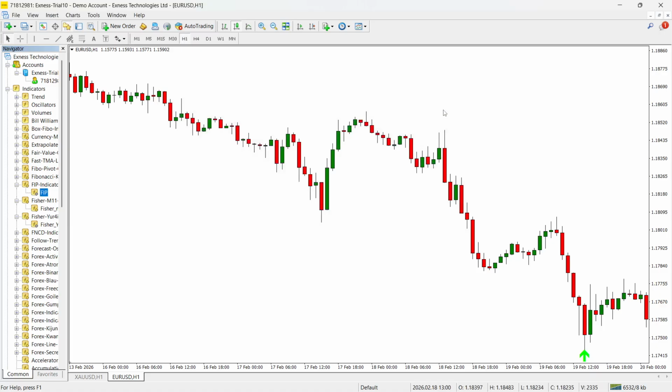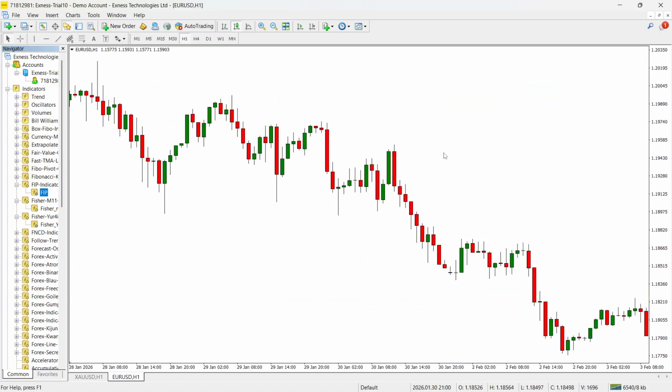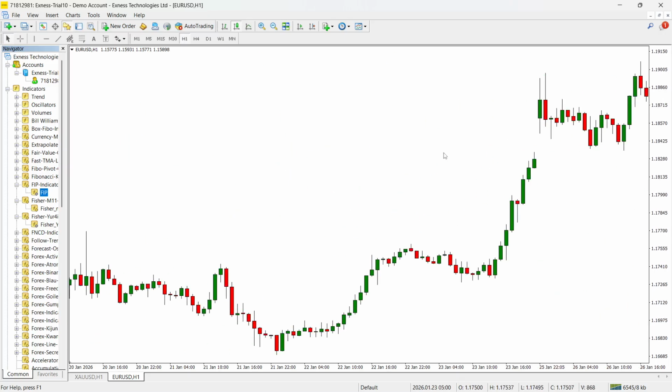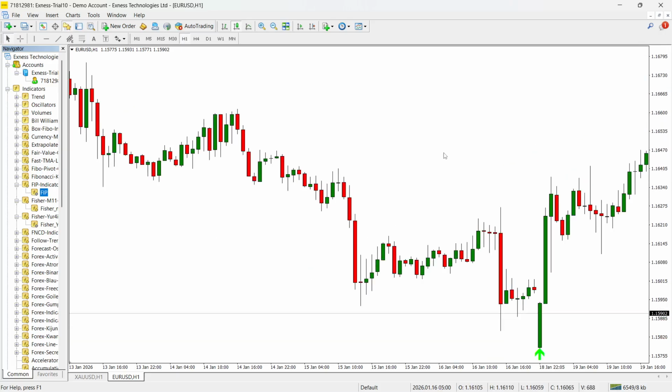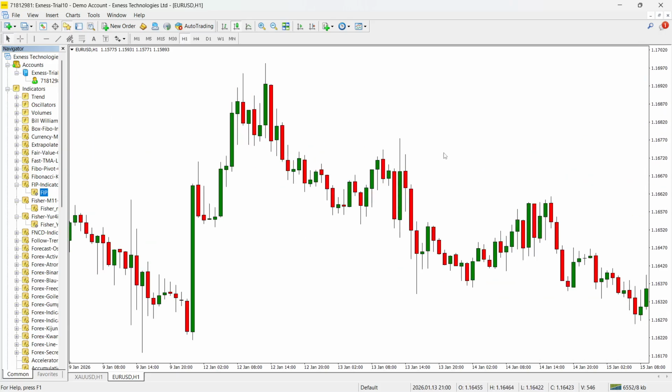So who is this indicator for and what are its limitations? The FIP indicator is mainly of interest to traders who want to study or test arrow-based systems, especially to understand the difference between repainting and non-repainting behavior. It might seem attractive to newer traders due to its visually impressive historical performance, but the repainting nature means it should not be relied on as a standalone decision tool.